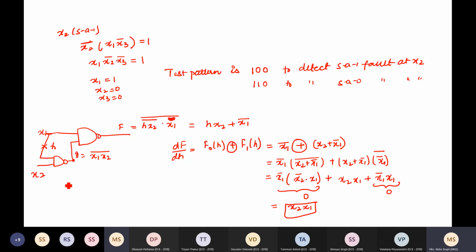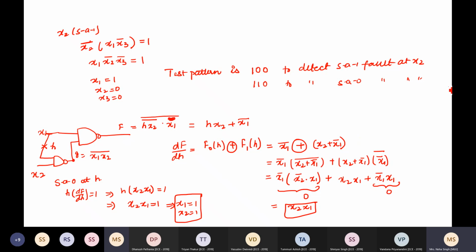To find stuck at 0 fault at h, I should have h multiplied by the Boolean difference df over dh put equal to 1, which means h into x2 x1 equal to 1. H is nothing but x1. So this gives me x2 x1 equal to 1, which means the test pattern will be given as x1 equal to 1, x2 equal to 1. This gives me the test pattern to detect stuck at 0 fault at h.